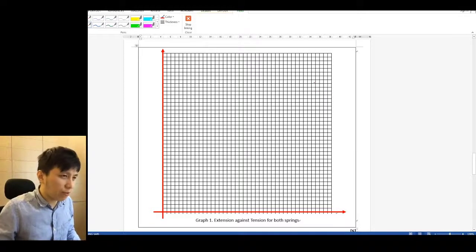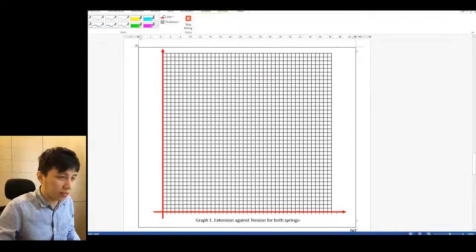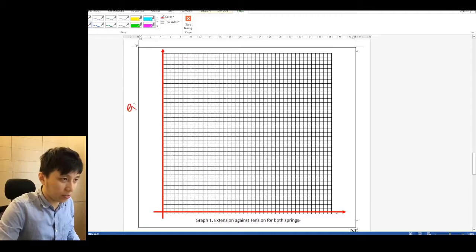And so before we get to the points, we should label the axis first. So usually we'll have extension, which is the dependent variable, to be the y-axis. So that's why this is the graph that I asked you to make. So extension, and then the unit is going to be cm.